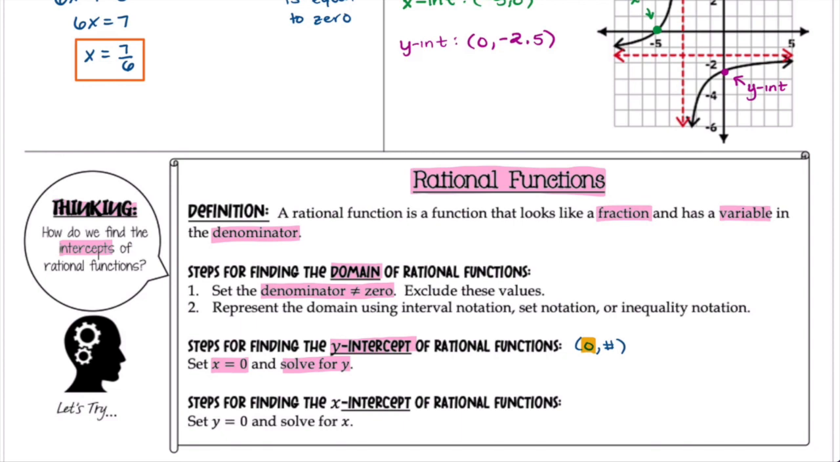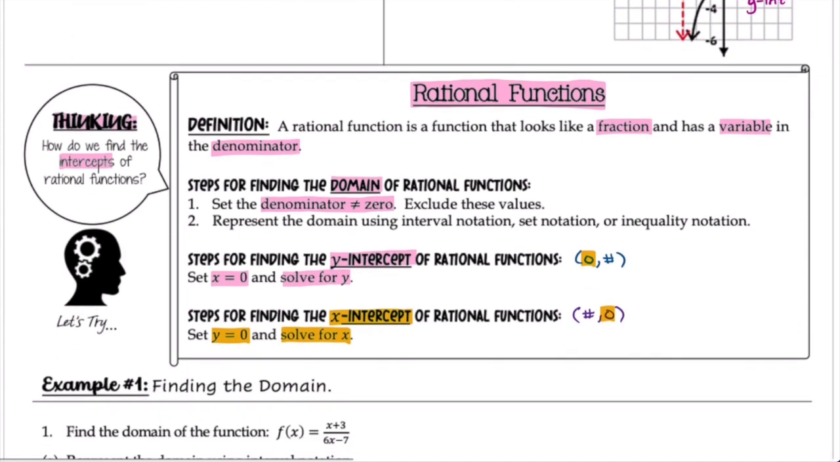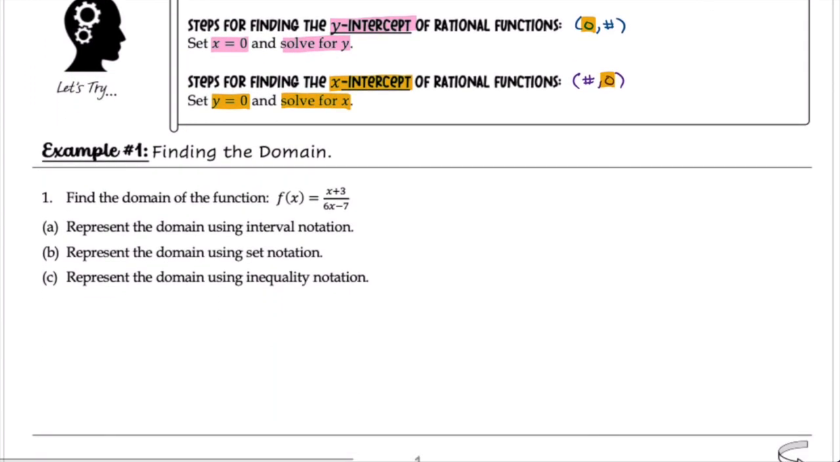To solve for the x-intercepts of a rational function, we're going to set y equal to 0 and solve for x. Why? Because the x-intercept is always on the x-axis, which means it's always going to be a point (some number, 0), which means y is going to be set equal to 0. So let's take a look at our first example.